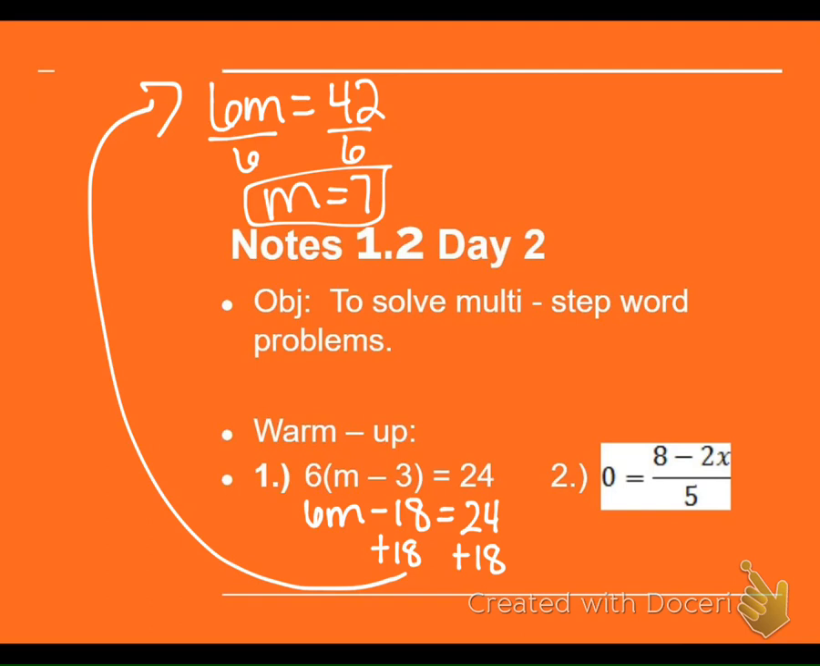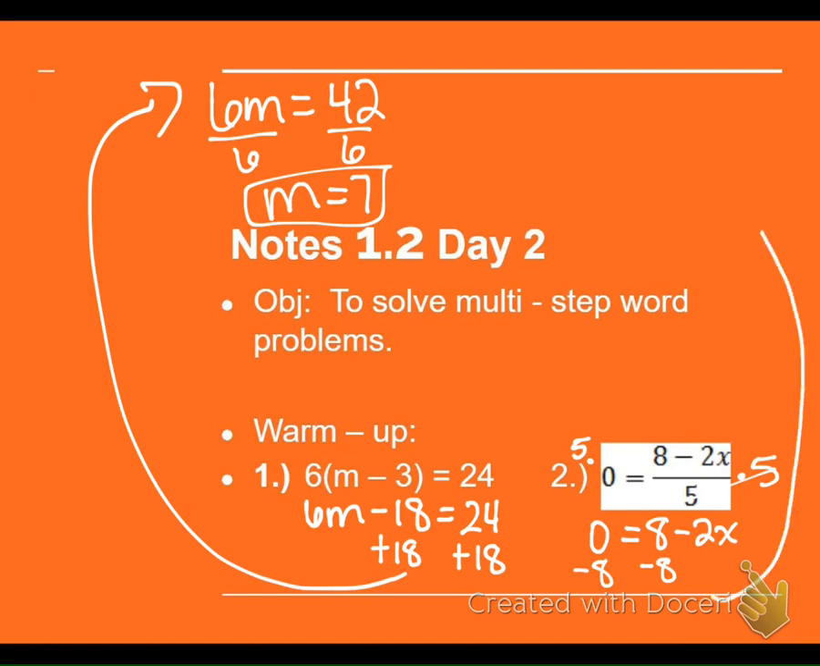All right, on number 2, first thing we need to do is multiply both sides by 5 to get rid of that denominator. 0 times 5 is 0, equals 8 minus 2x. Okay. Those 5's canceled out on the right side. Still trying to get x alone, so I'm going to subtract 8 from both sides.